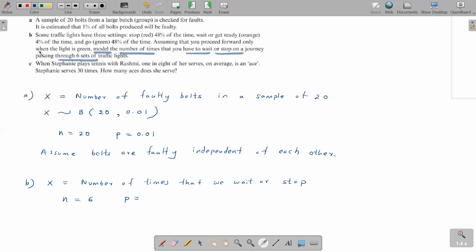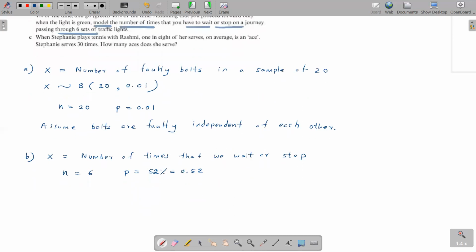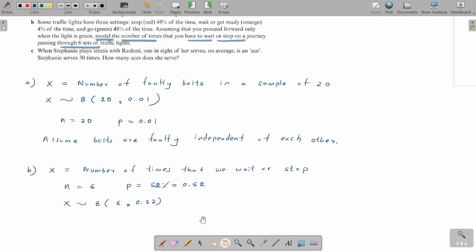What are you supposed to do? Together, it's an "or", so you should add the two probabilities. 48% plus 4% is 52%, or in other words 0.52. So then you can model this through X follows a binomial distribution with fixed number of trials 6 and probability of success 0.52. This is clear.